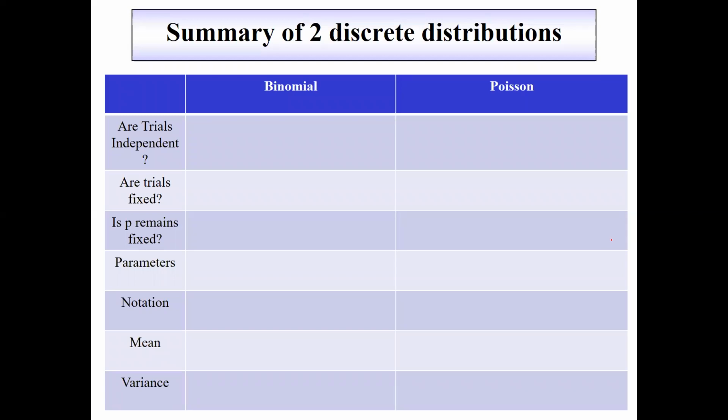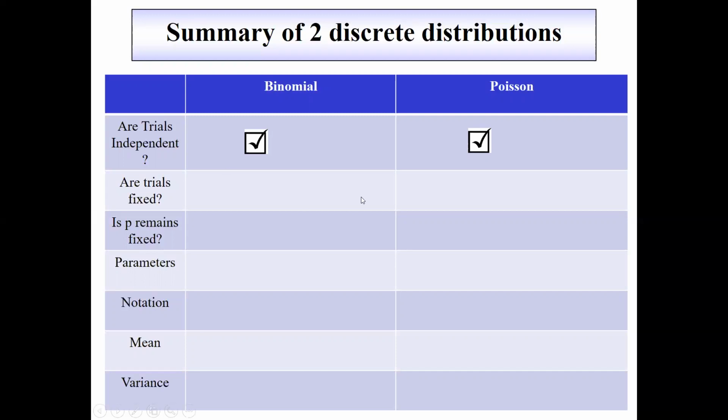Here is a comparison of binomial and the Poisson model. The trials are independent. Yes, the trials are independent in case of a binomial distribution, and the trials are also independent in case of a Poisson distribution. Trials being independent means that the probability of success in trial number 1 is the same as the probability of success in trial number 2 and so on; the probability remains the same from trial to trial.